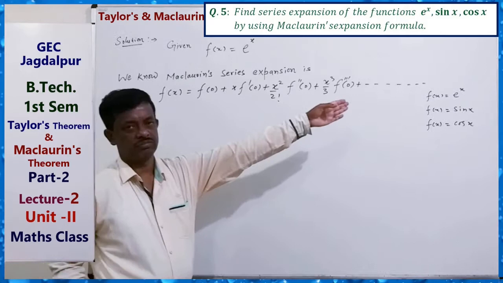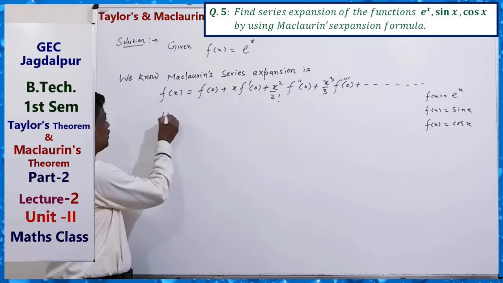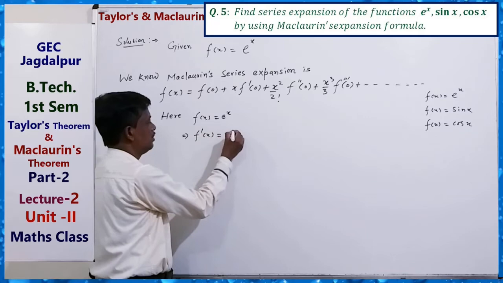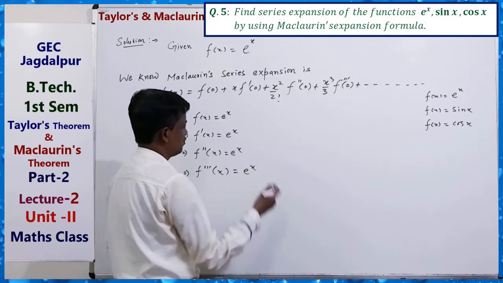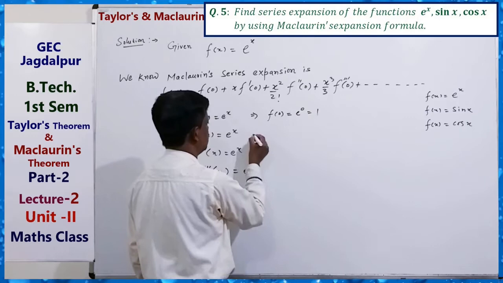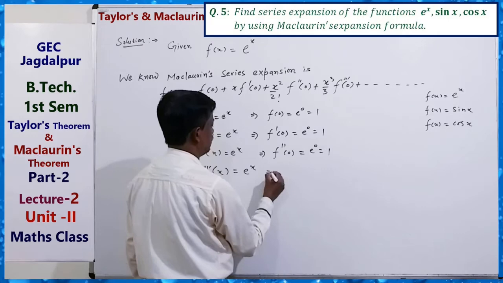We have to find f(0), f dash 0, f double dash 0, f triple dash 0. That means we require derivatives. So here f(x) equals e to the power x. We know its derivative: differentiating one time, f dash x is again e to the power x. Two times differentiation, again e to the power x. N times differentiation, you get e to the power x, and so on. Similarly, we require the value at the 0 point. So f(0) is e to the power 0 equals 1. Here f dash 0 is also e to the power 0, which is 1. All the values are e to the power 0, 1. All derivatives at 0 are e to the power 0, 1.